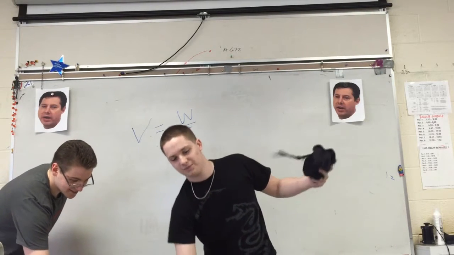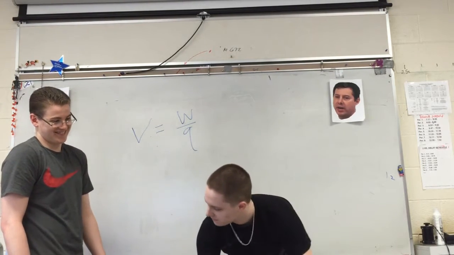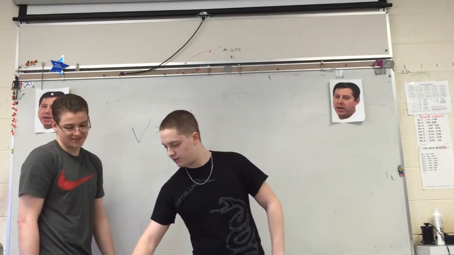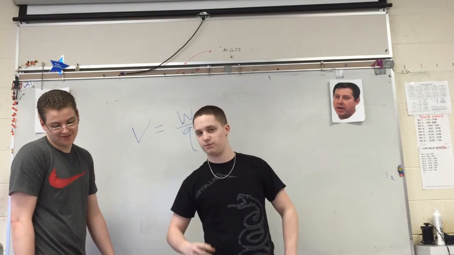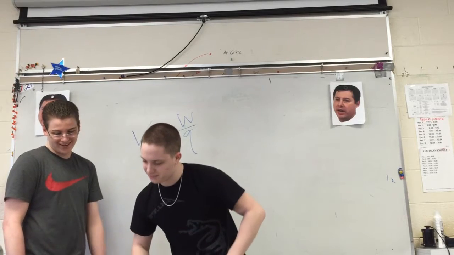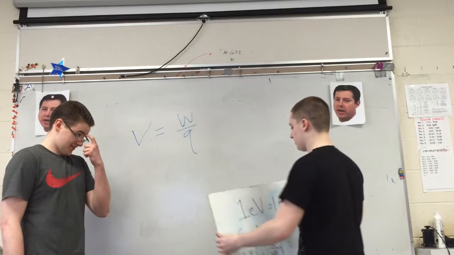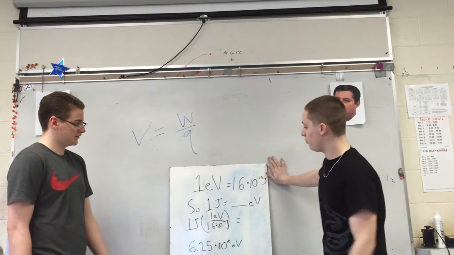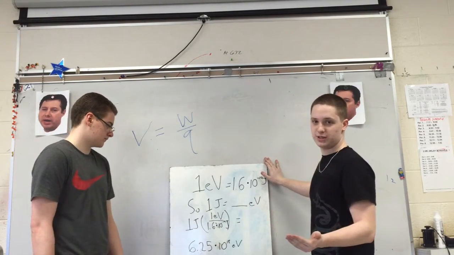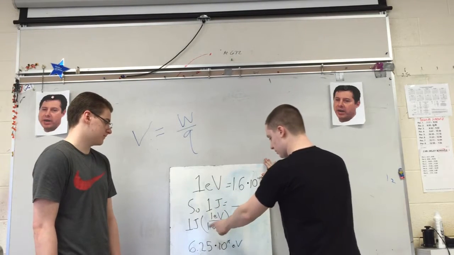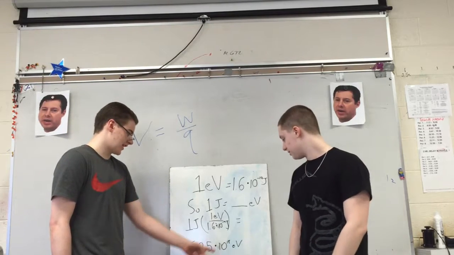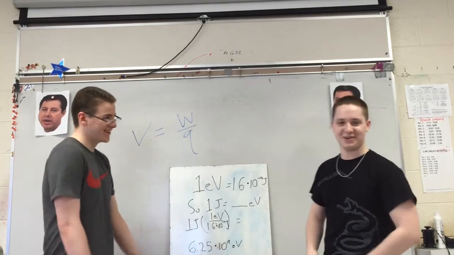So in most cases, when we see energy, it's usually associated with joules, where 1 volt is 1 joule per coulomb. We also use, when discussing energy, electron volts. Now, as you already know, 1 electron volt is 1.6 times 10 to the negative 19 joules. So, using that formula, 1 joule would equal 6.25 times 10 to the 18th electron volts.